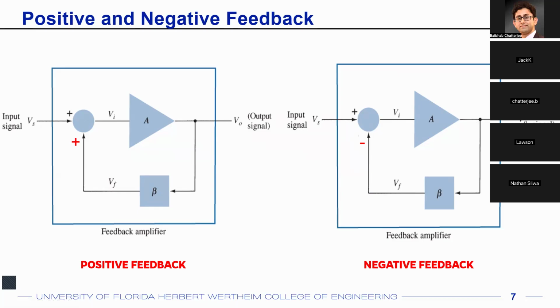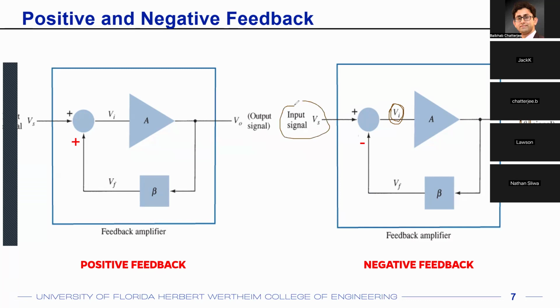So again, think about it. Your VO, your body temperature, has gone up. So to reduce your body temperature, eventually you need to reduce VI, right? You have no control over the environment. Let's say we are stuck in this room. Whatever temperature is there in the room, we have to deal with it. We have no control over this input signal.